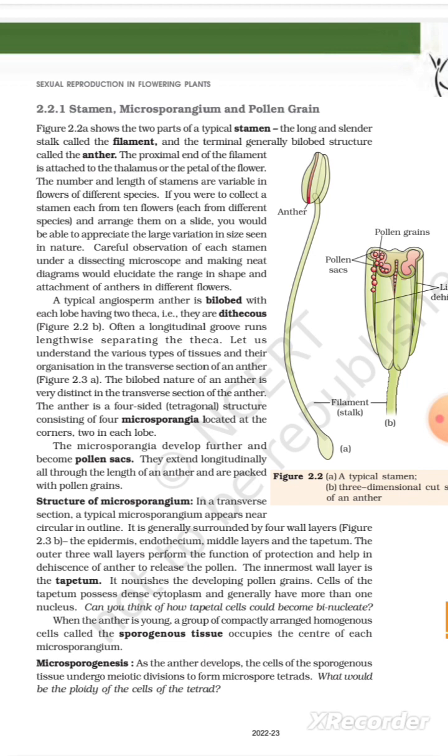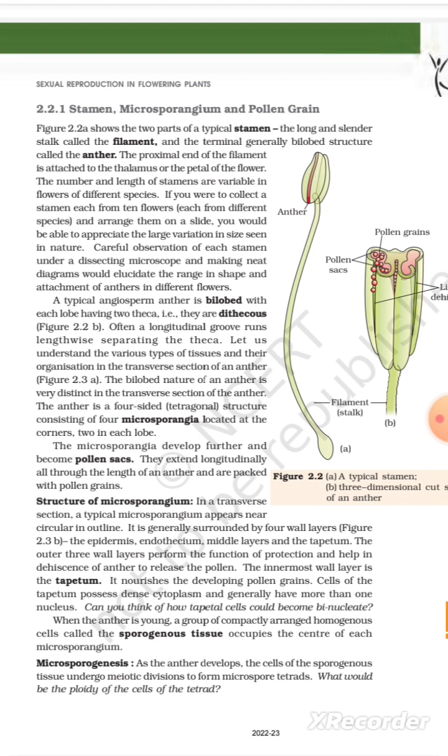If you were to collect a stamen each from 10 flowers, each from a different species, and arrange them on a slide, you would be able to appreciate the large variation in size seen in nature. Careful observation of each stamen under a dissecting microscope and making a neat diagram would elucidate the range in shape and attachment of the anther. A typical angiosperm anther is bilobed with each lobe having two thecae. They are dithecous. Figure 2.2b. Often a longitudinal groove runs lengthwise separating the thecae.